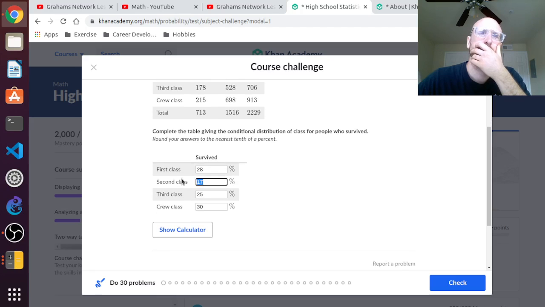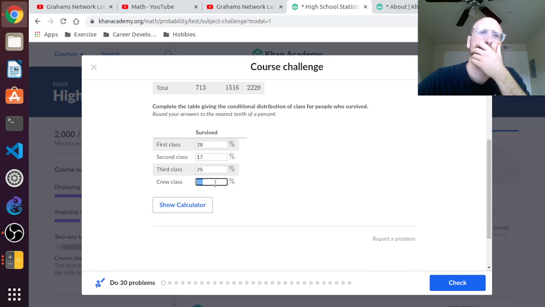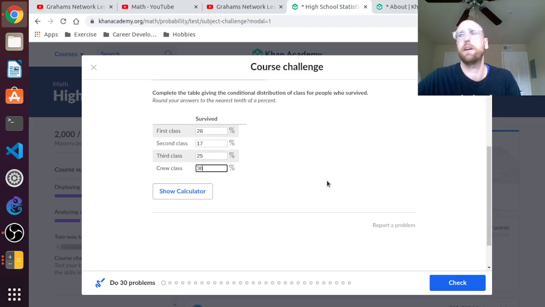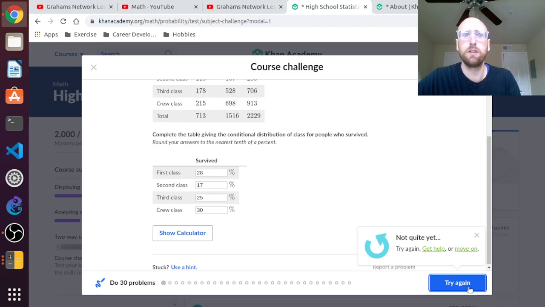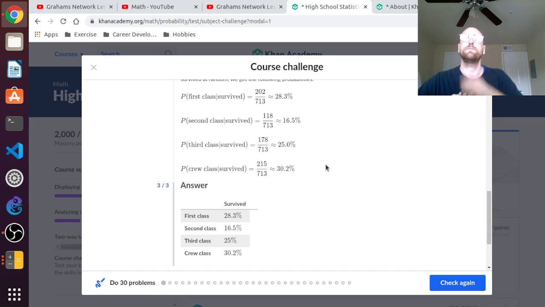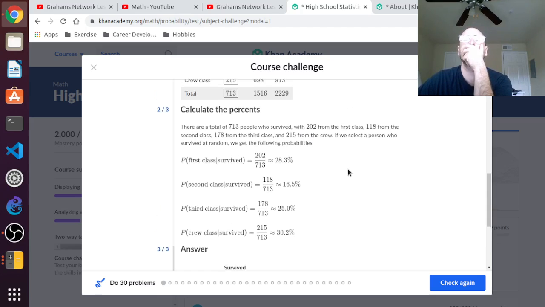But to have the second class be the lowest and then the lowest class be the highest, it's kind of a surprise. But again, I don't know if these are real numbers or not. Let's see if I got this correct. And I didn't. So I think I misunderstood what I was being asked. Let's get help.